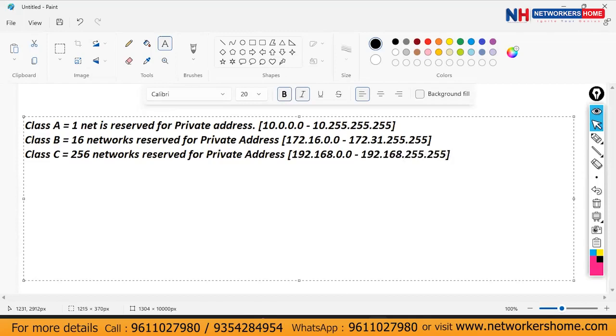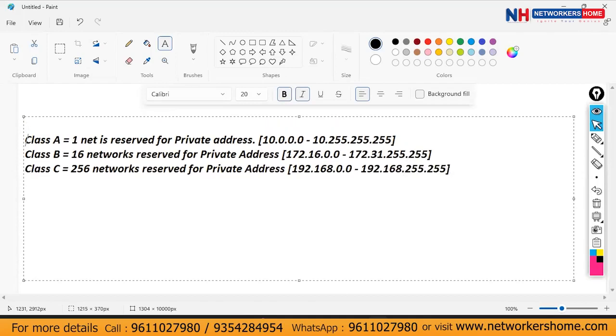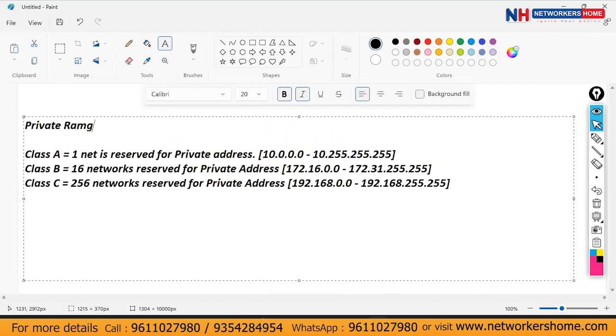So what could be the possible public range? Here I'm showing the private range. Now, if we talk about your public range, from the total range, if you subtract the private range, it will give you the public range.